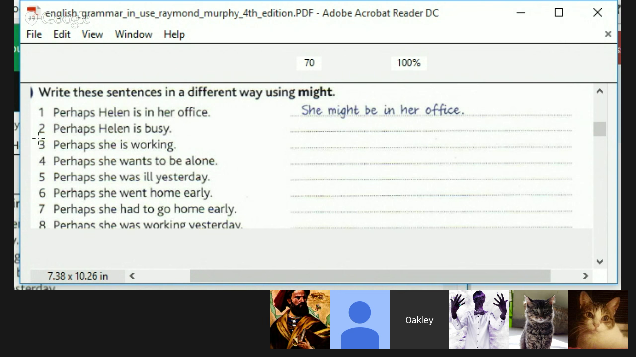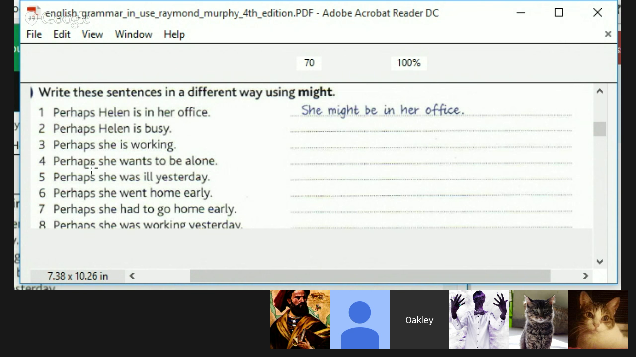Perhaps she is working. She may be working. Okay, you're using may, but if we were to use might. She might be working. Yeah, all right. Okay, that's it. She might be working. By the way, the perhaps, it's not necessary to use it, like Carolina just said. She might be working. That's fine.